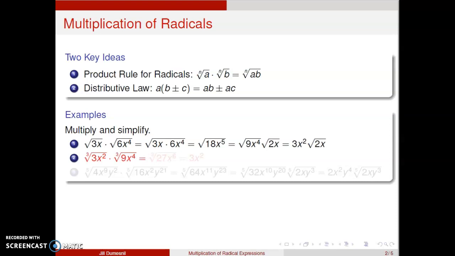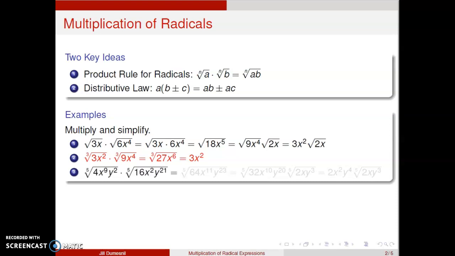Now consider the cube root of 3x squared times the cube root of 9x to the fourth. We get the cube root of 27x to the sixth using the product rule for radicals, and this simplifies to 3x squared.